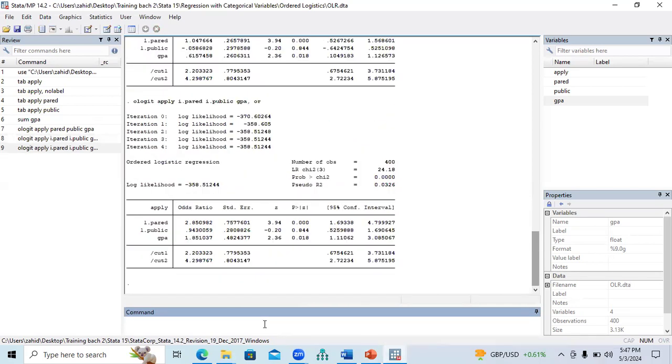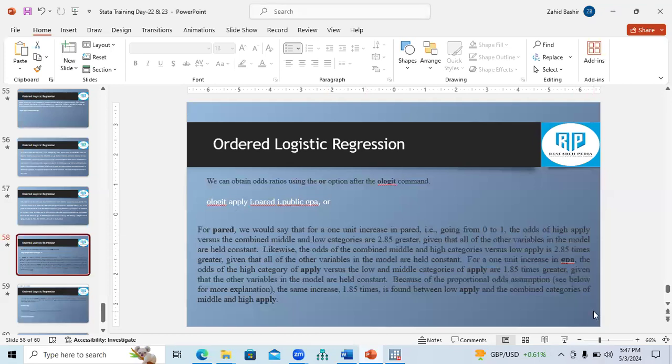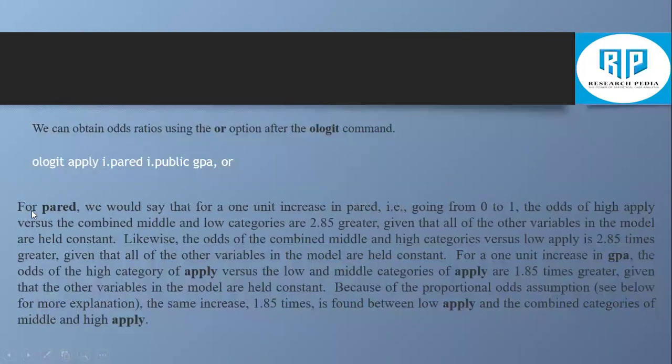It will display the odds ratios instead of the coefficient values. It will show us the odds ratios here. So in place of your coefficient values, you will see the odds ratios. If you can see the odds ratios which are given, you need to interpret these odds ratios too. So how do we interpret these odds ratios?